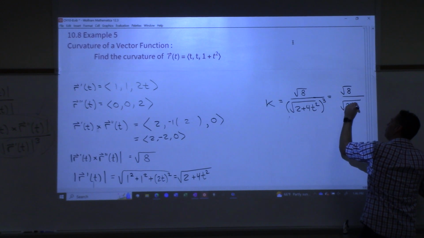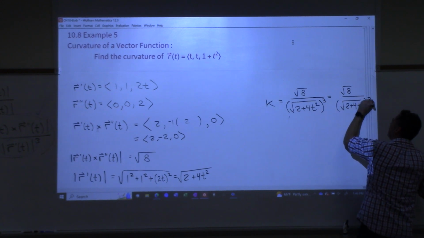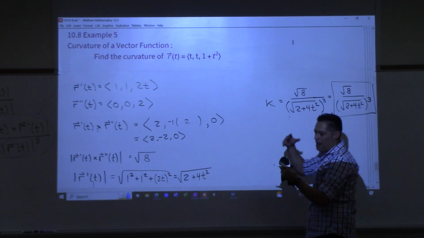2, 4t squared, and then cubed. Yeah, so I'll just leave it like that. I could somehow put those together, but I don't want to.